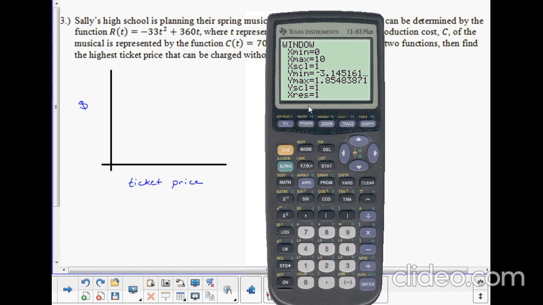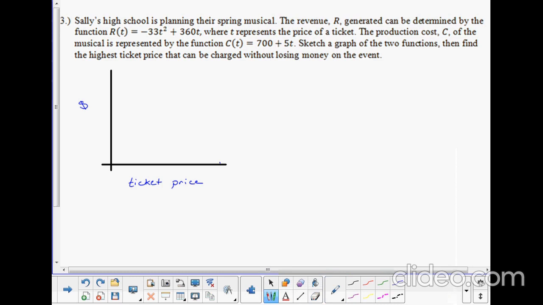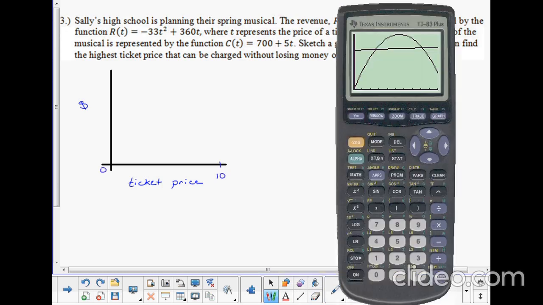So with x max set to 10, I'm going to hit zoom and go down to zoom fit and take a look at my graph. So the first curve here is the revenue curve. And the second curve there is cost. And this gives me enough to answer the question. So I'm going to go ahead and sketch this in. So I went from 0 to 10 on the x-axis, and then I'm going to sketch what I see here.